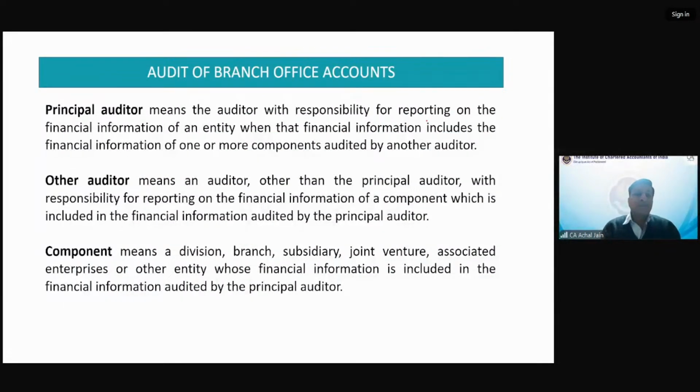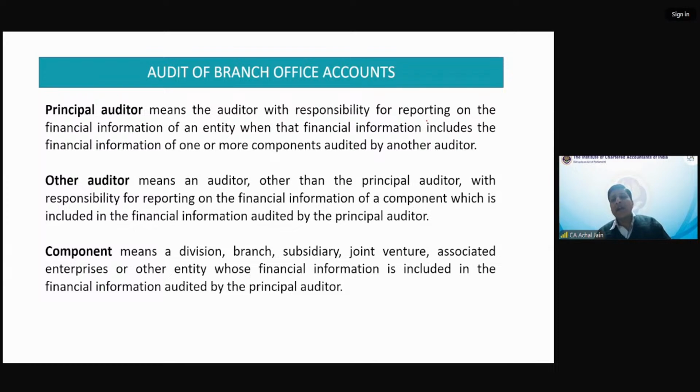Now, there is another concept about the branch office. Let's try to understand this concept around the branch office. What do you mean by a branch office? A branch, you can say, is one of the parts of the company, or one of the businesses of the company, or one of the business units of the company. So that's how you will define a branch.